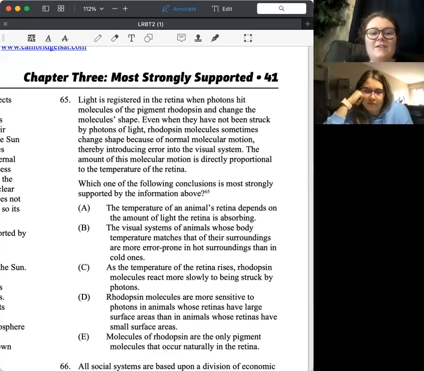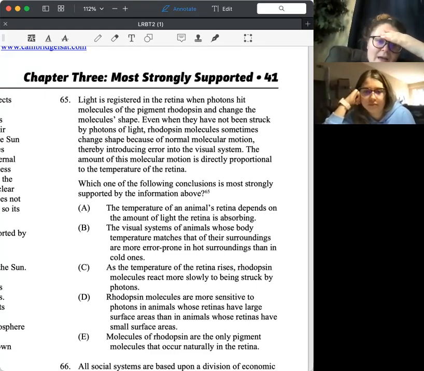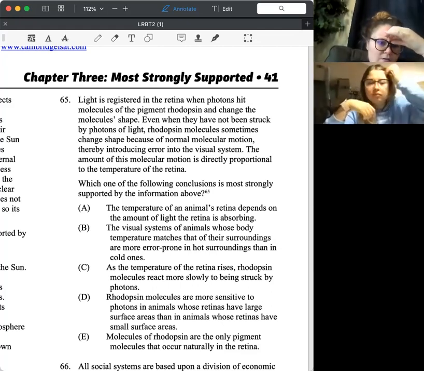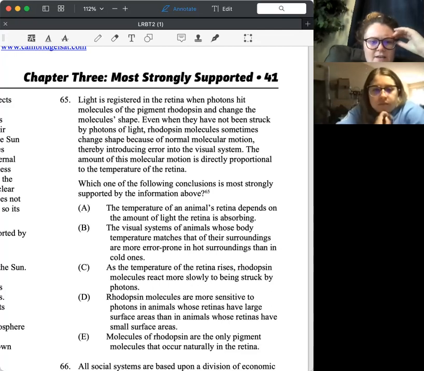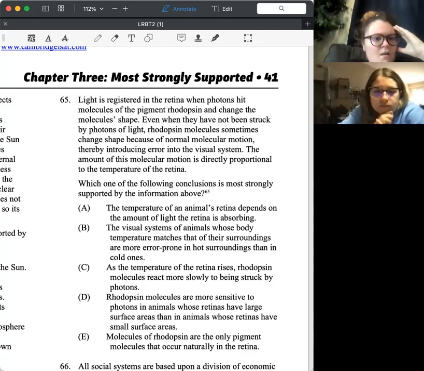Oh, that makes sense, right? So we have light when this happens, but sometimes there are other things that cause this. The amount of this molecular motion is directly proportional to the temperature of the retina. Okay, so the amount of this molecular motion, which is referring to the normal molecular motion.